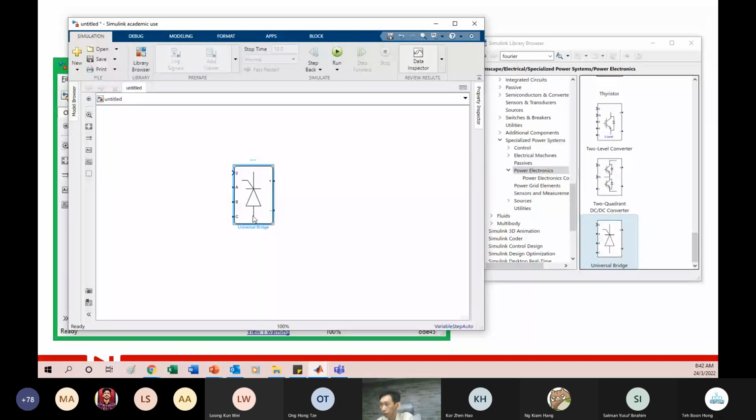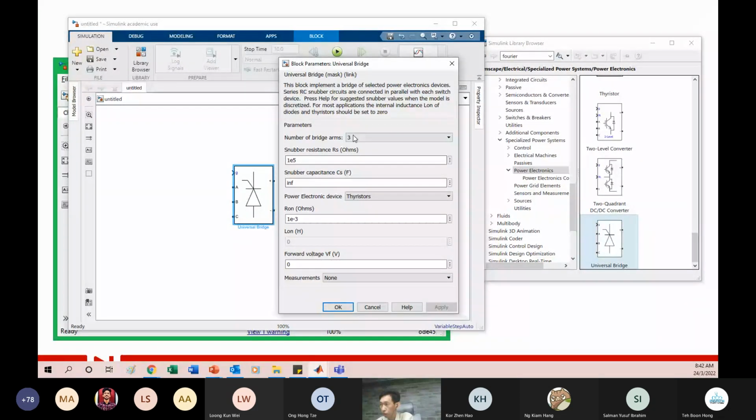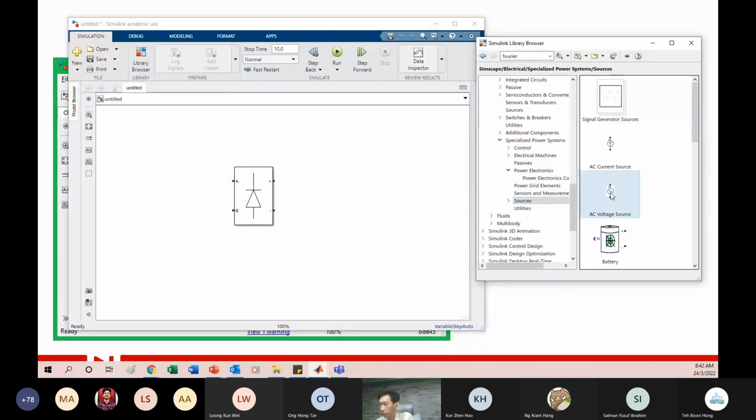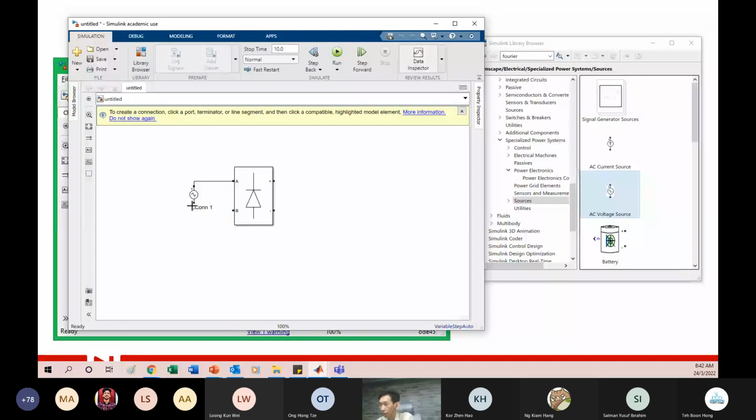And then it's 3-phase, right? So we have to change to 2 arms. Okay, we change to 2 arms, we change to diode. Then it just becomes a diode here. So this AC side is the DC side. And then we will pick up the AC source. You can take out the AC source. Of course, you can build it with the diode. It depends on the types of experiment that you want to do.